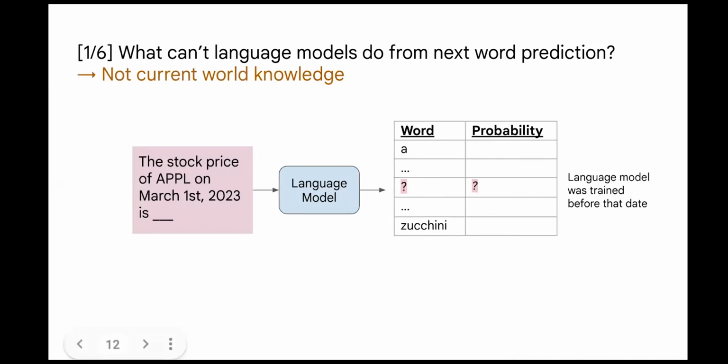I also wanted to give some examples of things that language models can't do just by doing next word prediction. So here's one example. If the input is, "The stock price of Apple on March 1st, 2023 is," the language model was probably trained before today, if you're using it today. And so it probably can't figure out that world knowledge just by being trained on text from the past.